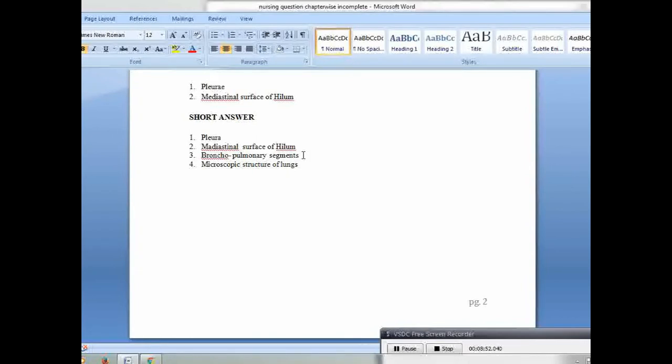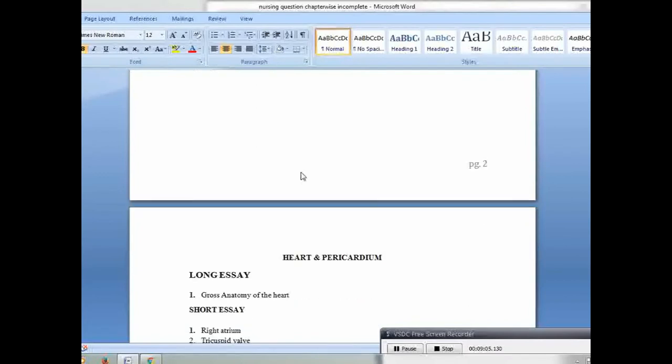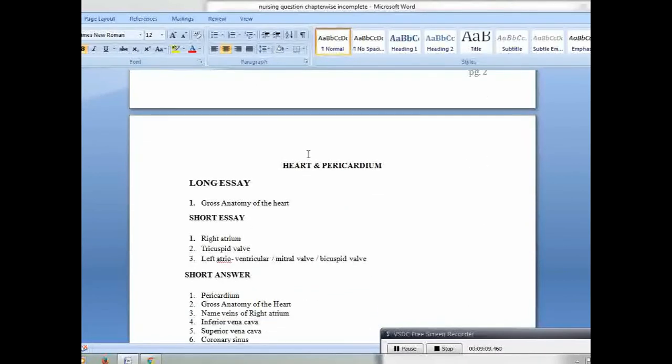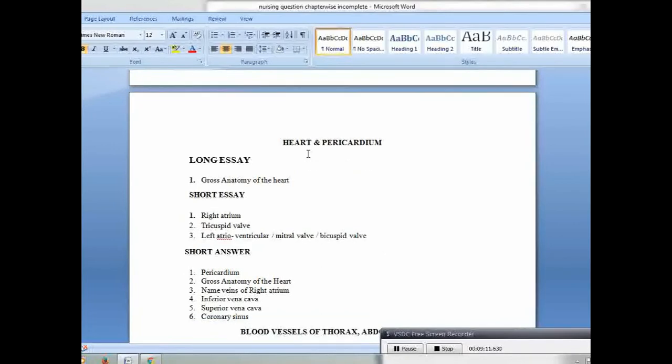Microscopic structure of lungs. Here you will mention the different bronchi, bronchioles, respiratory bronchioles. You'll mention the alveolar duct, alveoli, and inside the alveoli, the different cells, pneumocytes 1, pneumocytes 2, and the blood-air barrier, and so on. Next is heart and pericardium.